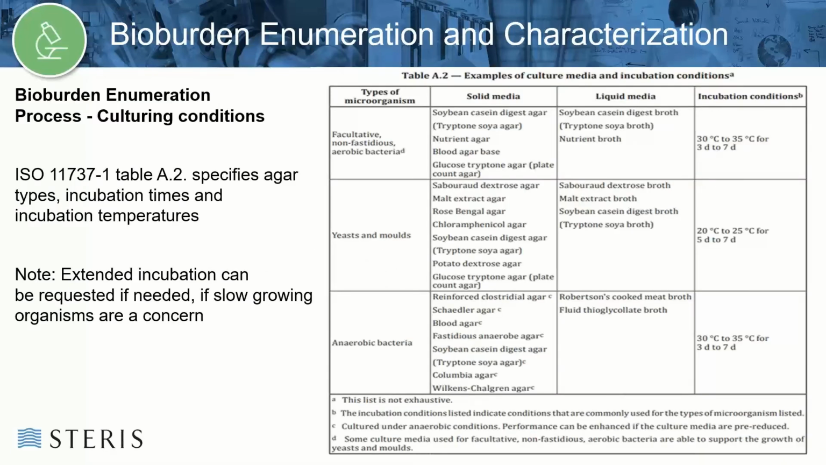Table A2 from the ISO 11737-1 standard specifies agar types, incubation times, and incubation temperatures. TSA at 30 to 35 C for 3 to 7 days is typically used for culturing of non-fastidious bacteria, and SDA or PDA at 20 to 25 C for 5 to 7 days is used for the culturing of yeast and molds. Note, extended incubation can be requested if needed, if slow-growing organisms are a concern.